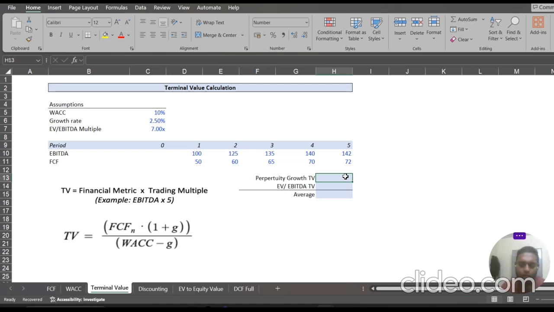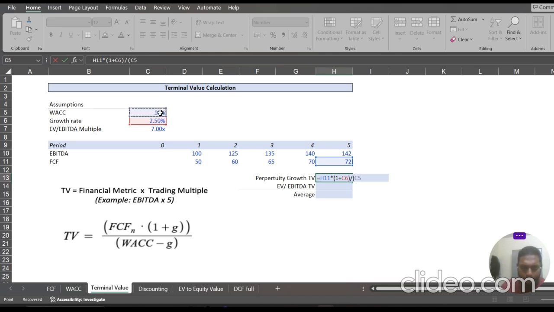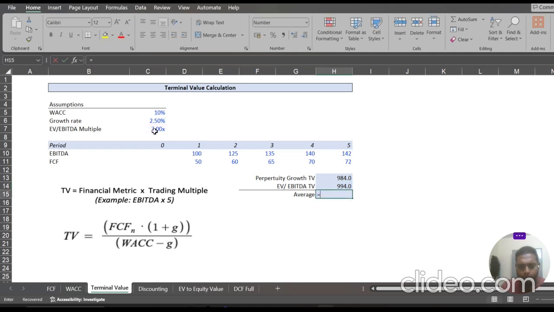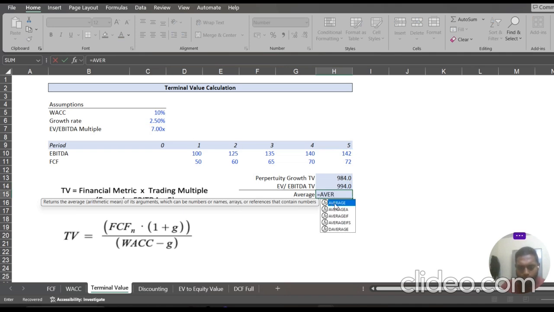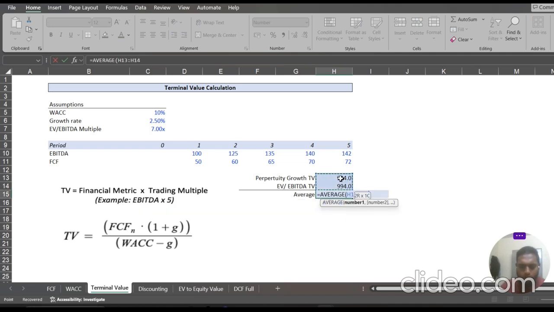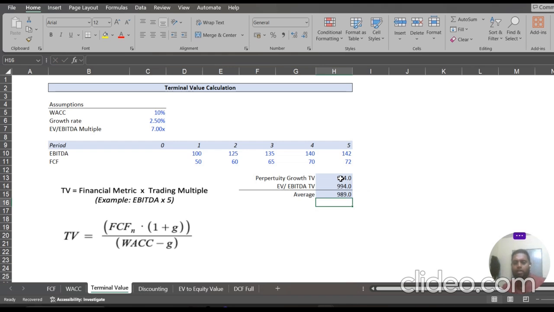Now we'll take the average of both. The formula goes: FCF of the final year multiplied by 1 plus growth rate, divided by WACC minus growth rate. Now this is EBITDA into multiplier 7. We take the average. This is 989.0.